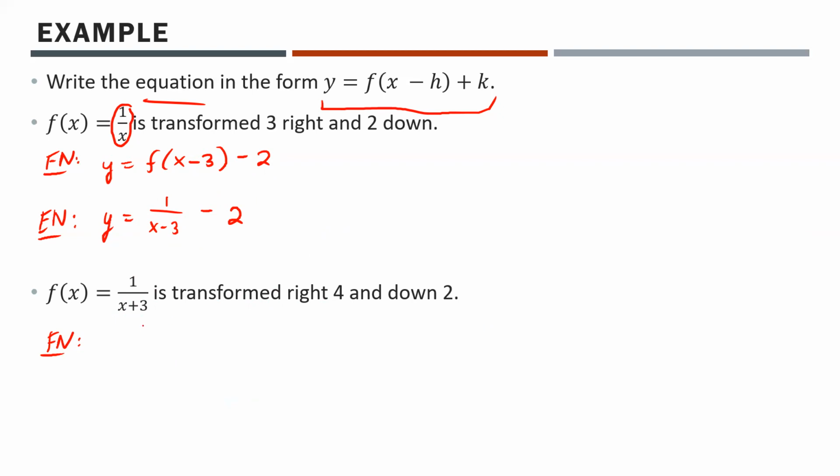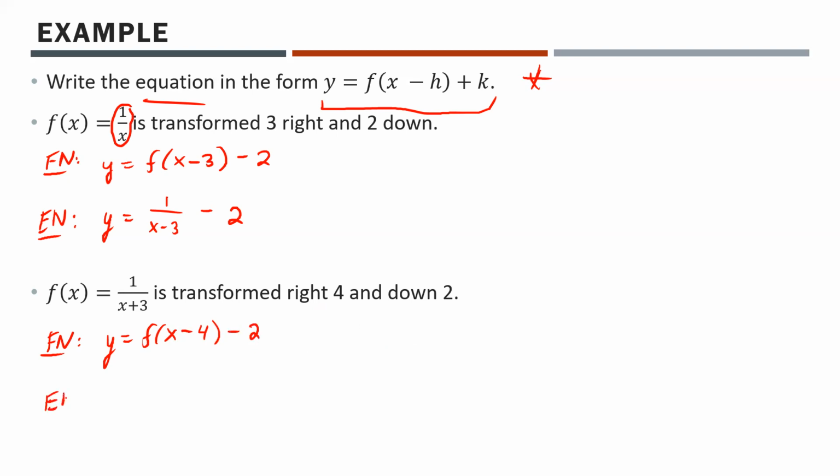So starting with function notation, it always looks like this. This is what's so nice about it, right? So it's going to be y equals f of x. We're moving right 4, so it's x minus 4. And then down 2, that'll be minus 2.